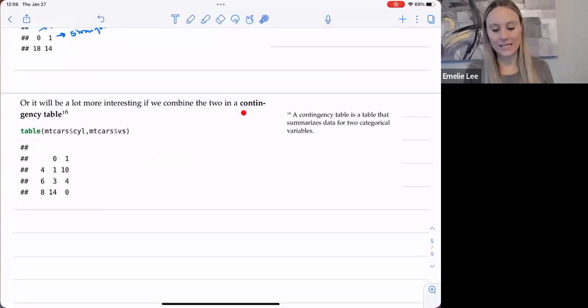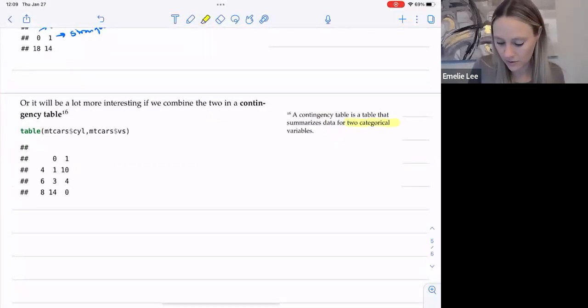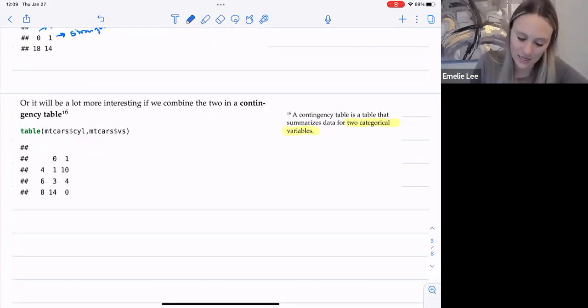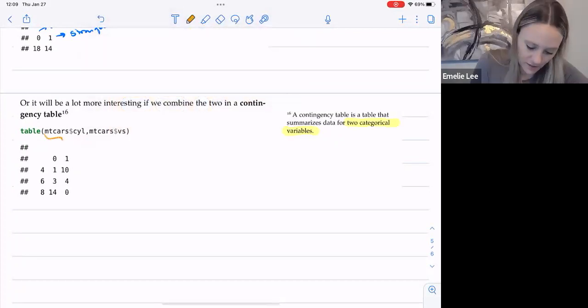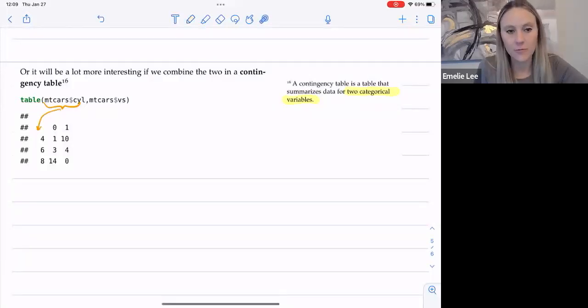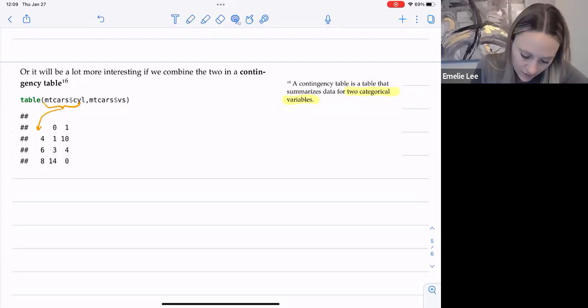So if we look at a contingency table, and a contingency table is a table that summarizes data for two categorical variables. Now, if I look at the cylinder and the VS, right, then I have the number of cylinders and the V-shaped engine as my two categorical variables. So notice in the table command, if I separate things with a comma, now let me just bring this down here.